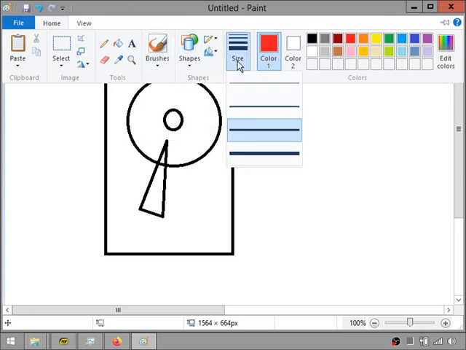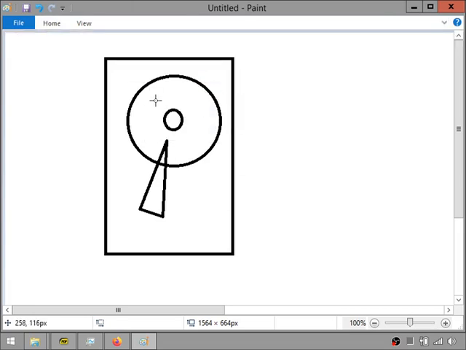Okay, so when we say tracks, we mean rings that are going out. So there you go. So here are our tracks. So for example, this area would be track 1, this area would be track 2, track 3, and track 4, for example.